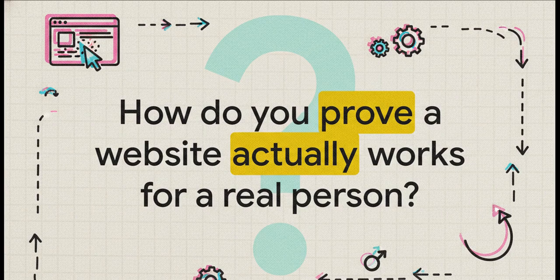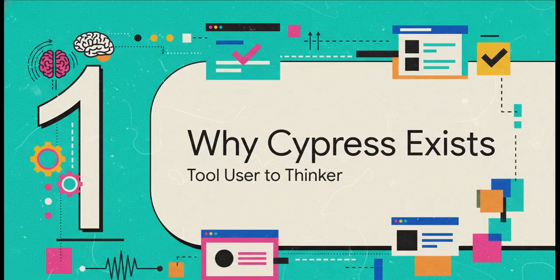It's not enough to just build a website. How do you actually prove that it works from the perspective of a real person? Someone actually clicking through it. The answer to that question, well, it lies in making a little mental shift. This is what transforms you from someone who just uses a tool into a true automation thinker, someone who really gets how to verify a user's entire experience from start to finish.